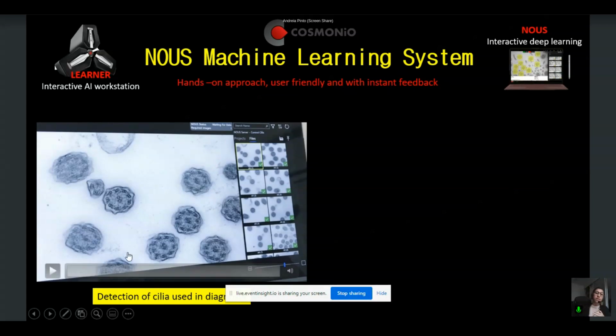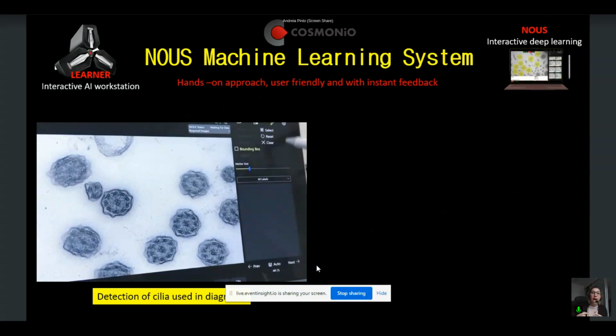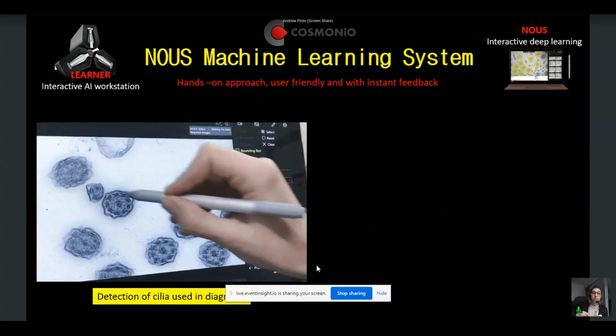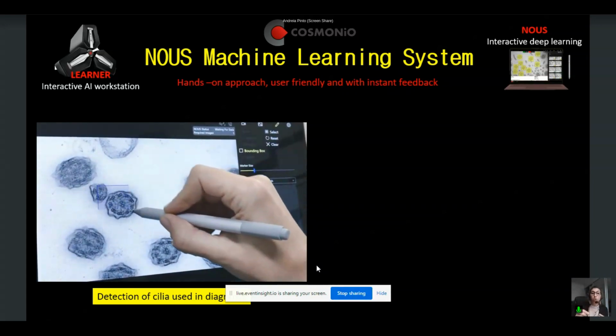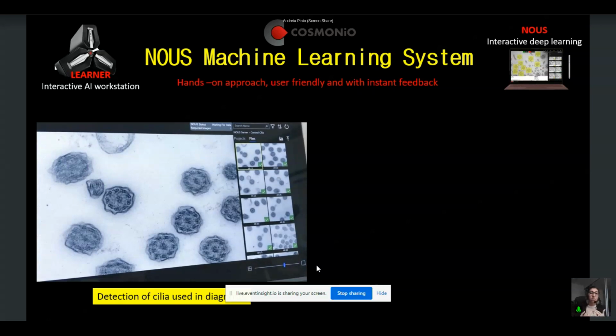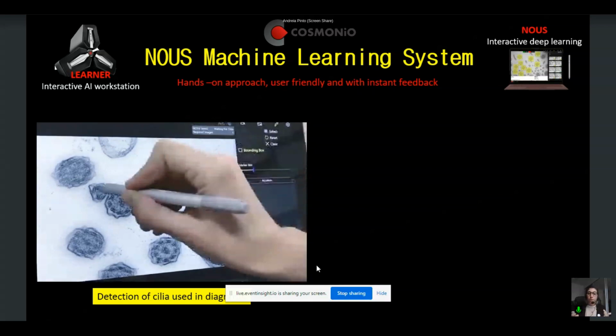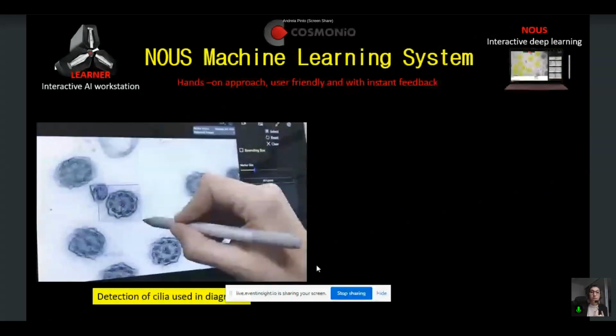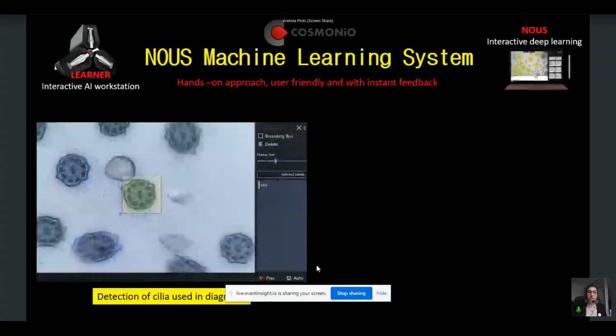So in this small clip here, and sorry for the quality of the clip, but I really wanted to see my hand doing this, using the machine. I draw a box around a cilia that I'm interested in detecting, and then I detect it as a cilia using the platform. It's a really hands-on approach, user-friendly, and has instant feedback. So if we do this, soon we start having suggestions from the software saying, okay, this might be a cilia as well, taking into account what we are feeding the system.